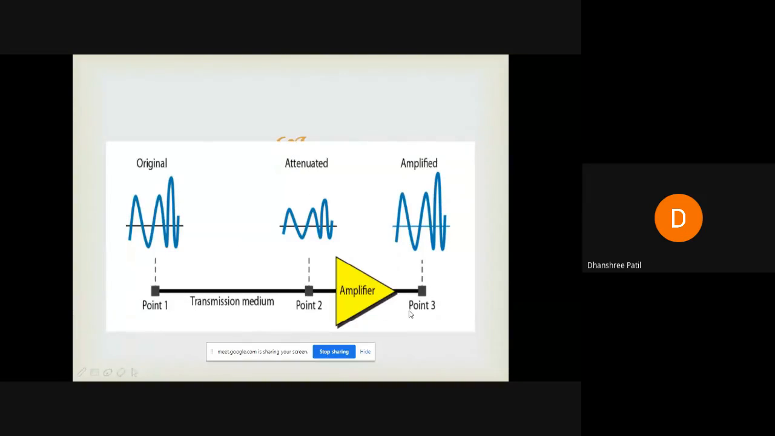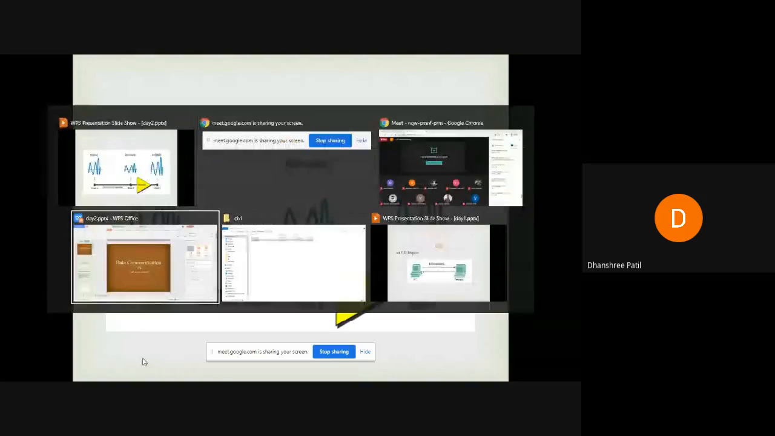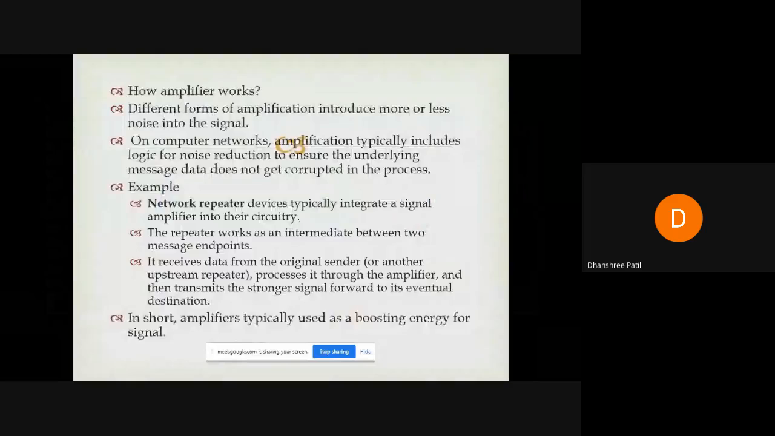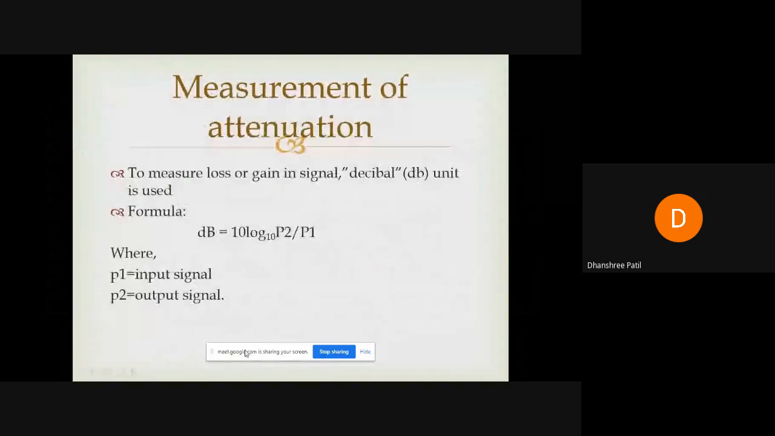So that is the use of the amplifiers, right? It works the same as boosting energy for attenuated or weaker signals. Now, how is attenuation measured? How can we know whether the signal is attenuated, or the energy of the signal is lost or not? To measure the effect of attenuation, the decibel unit, dB, is used.